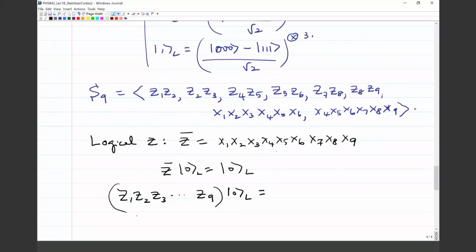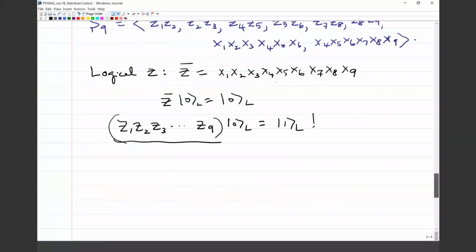What do you get if you act the all Z? Zero logic. I'm not hearing you properly. Anyone else? Sorry, 1L. Ah, correct. Good. You see, so what is the all Z operator then? X logical, exactly. Good. So why does this happen?